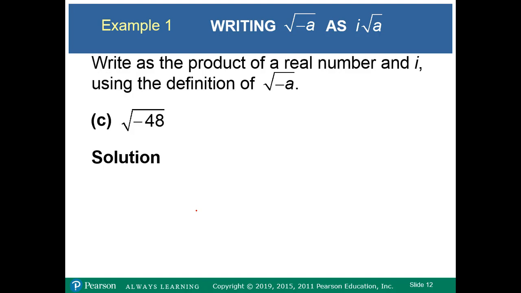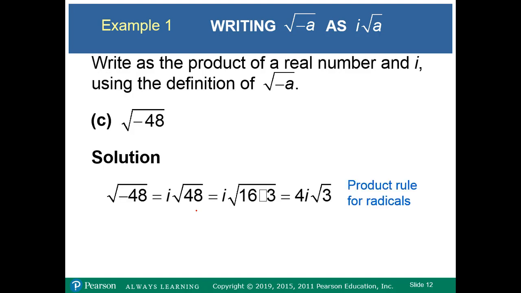So what about this one? So again, this is going to become what? i times the square root of 48, which is equal to 16 times 3, right? And so we get i, and we could split this up into the square root of 16 times the square root of 3. Well, the square root of 16 is 4, so the 4 comes in front, and the square root of 3 stays there, so 4i times the square root of 3.